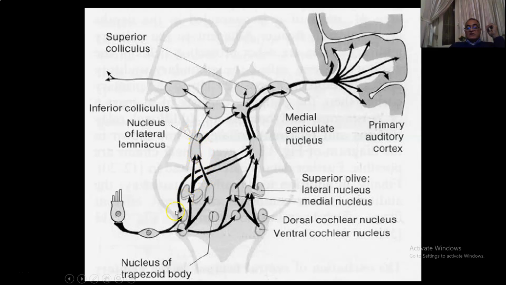So as we said, fibers cross from the dorsal cochlear nuclei to the contralateral side, and fibers cross from the ventral nuclei to the superior olive of the contralateral and the superior olive of the ipsilateral side, and they form the lateral lemniscus, reaching the inferior colliculus, reaching the medial geniculate body, from the medial geniculate body to Heschl's gyrus, the auditory area 41, 42.